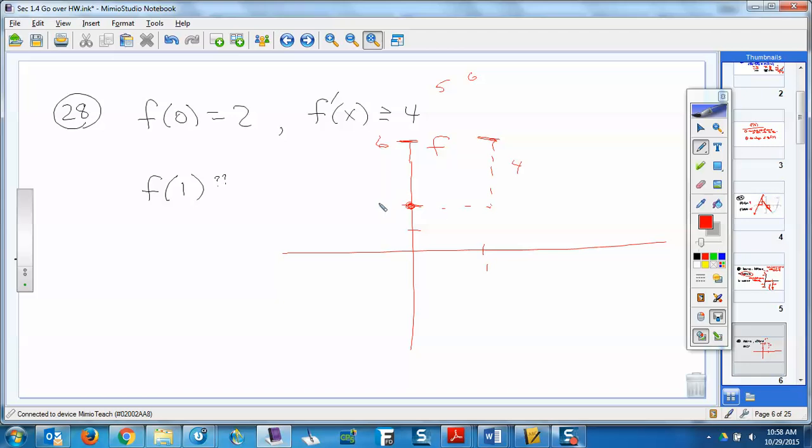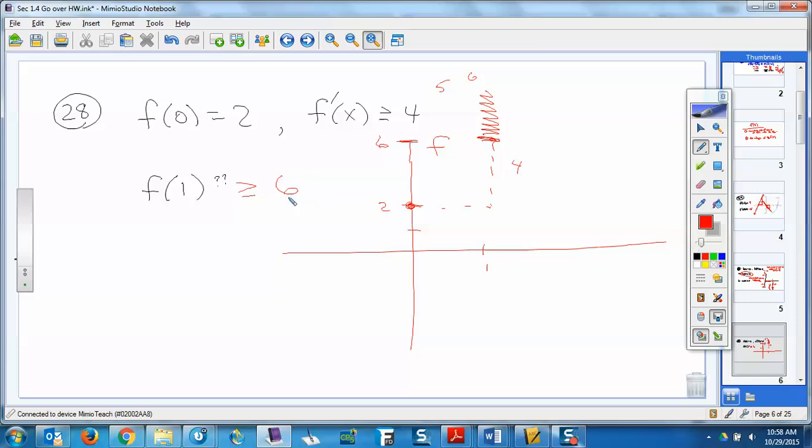6, right? Because I was at 2. So if I go over 1, I go up 4, I'm at 6, but it could be up higher than that. So what can be said about f of 1? Greater than or equal to 6.